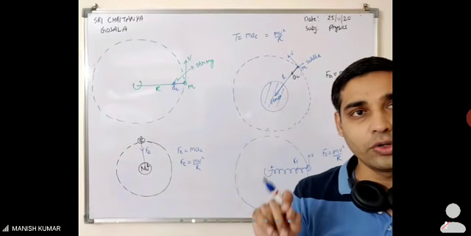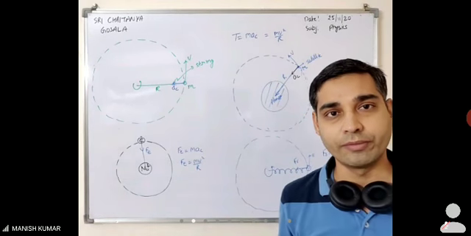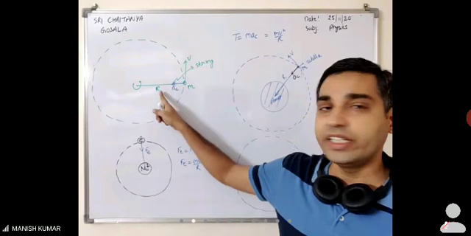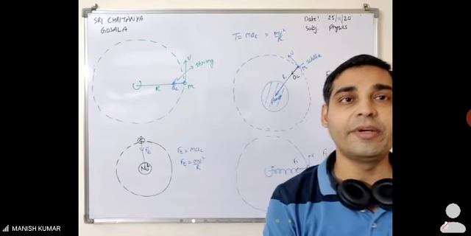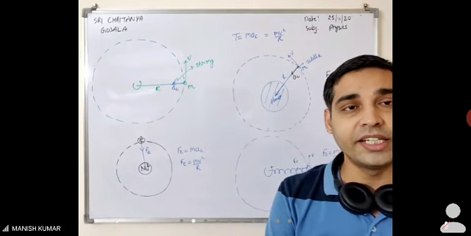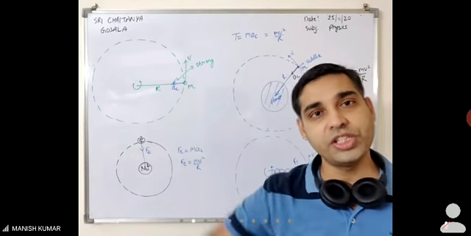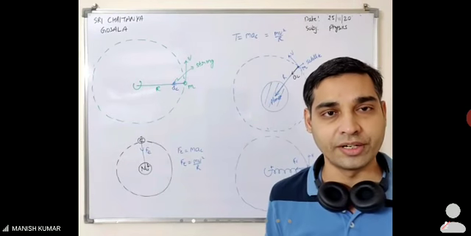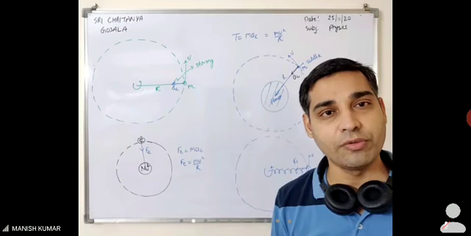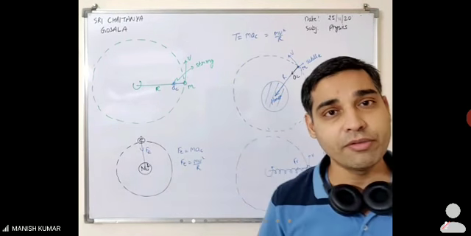These forces which act towards the center are put into one category called centripetal. So we can say that tension in this case is acting as a centripetal force. You get the point? Listen to my statement. Tension in this case is acting as a centripetal force, because tension is responsible for providing the centripetal acceleration. In this case, gravitational force is acting as a centripetal force. Electrostatic force is acting as a centripetal force.